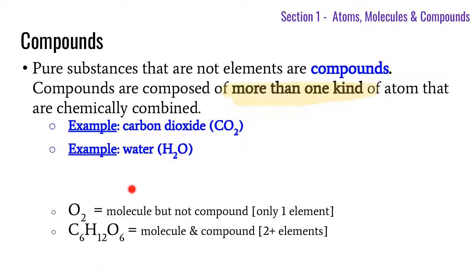So if I look at these two examples down here, I have O2. This has two or more atoms, so therefore it's a molecule. It is not a compound because it's only made out of one element. However, we have C6H12O6, which is glucose. We know it's a molecule because two or more atoms are coming together, but it's also a compound because it's different elements that are coming together. So O2 is only a molecule because it's the same atoms. This one is a molecule and a compound because it's more than one kind of atom. So that's the really tricky part, but hopefully you'll be able to keep those two separated.